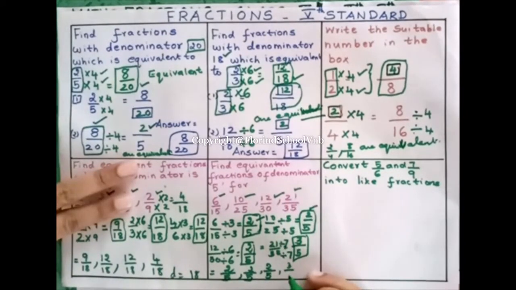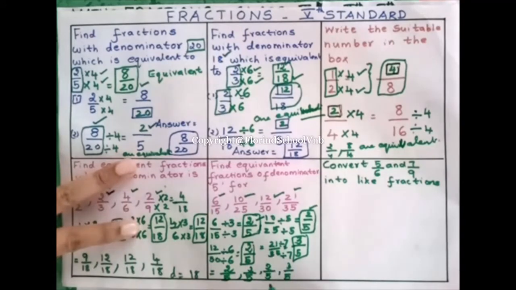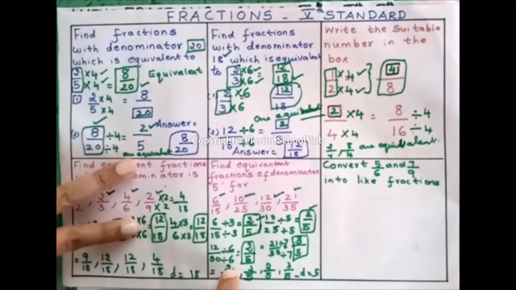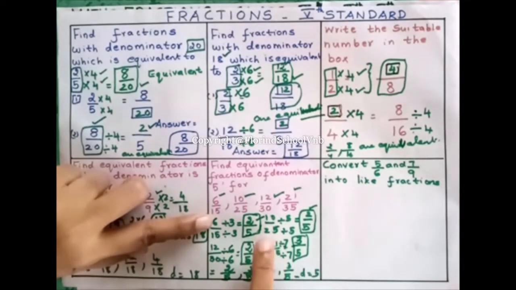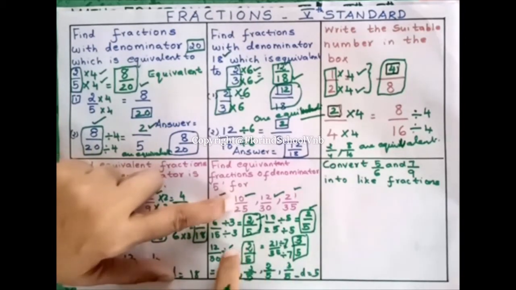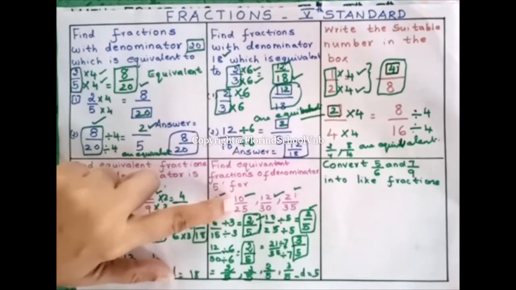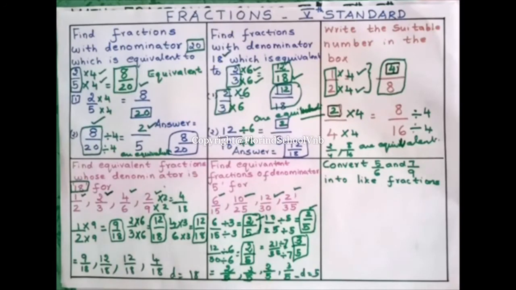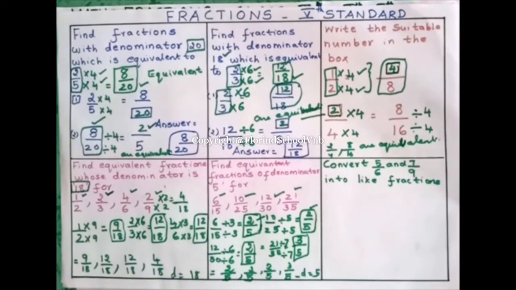21 by 35 has become 2 by 5. So all the denominators are 5. If you multiply 2 by 3, you get 6. 2 into 5, 10. Then 2 into 6, 12. 3 into 7, 21. So we have changed all the denominators equally. All the denominators are 18 here, all the denominators are 5 here.